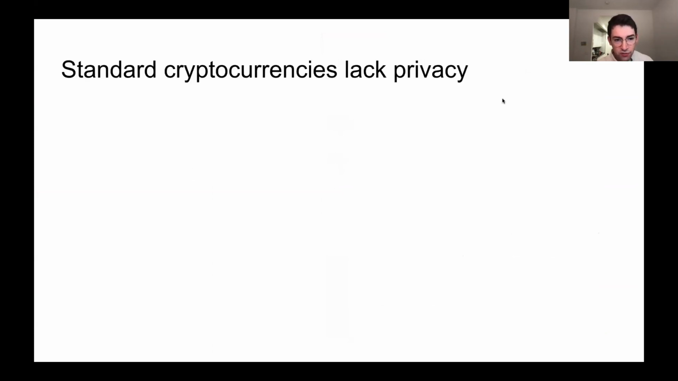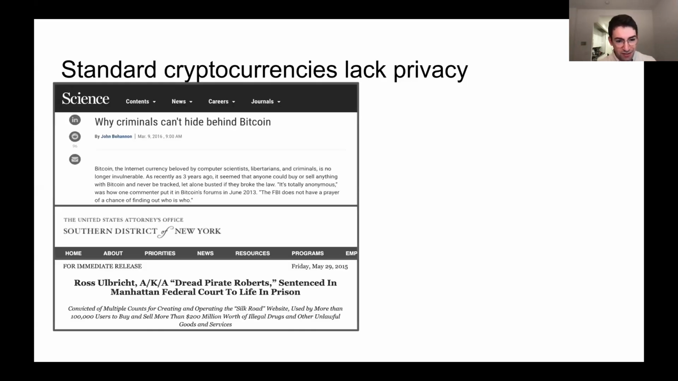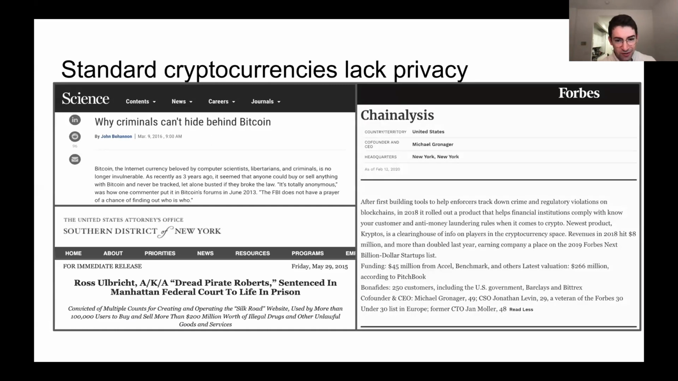It's well known that regular cryptocurrencies lack privacy, for example, Bitcoin or standard Ethereum. And I found it's a trend to go through news clippings in the beginning of the talk. So here they are, about what happens when you use cryptocurrencies which don't have privacy, what the consequences are. So this is a real life issue.